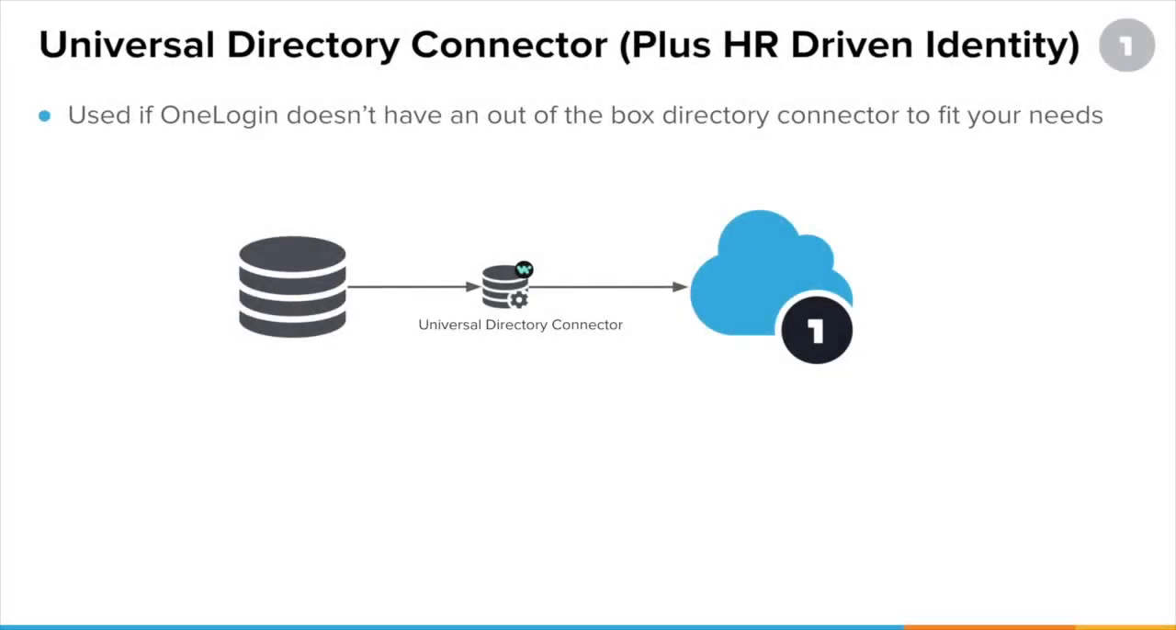Now, what do you do if you're using an HR system or just some other system that OneLogin doesn't currently have an out-of-the-box directory connector to? Maybe you have some custom database that you use to manage your users. Well, one answer might be to use our API and write your own code to handle the integration. However, we now offer our Universal Directory Connector, and you can use it to design connections with other types of directories and OneLogin. It comes as part of our HR-driven identity feature.